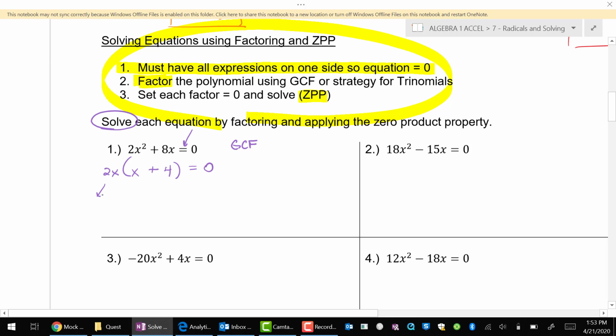And then apply the zero product property. 2x equals 0, or x plus 4 is equal to 0. So I have two answers here of 0 and negative 4. Box them both in.